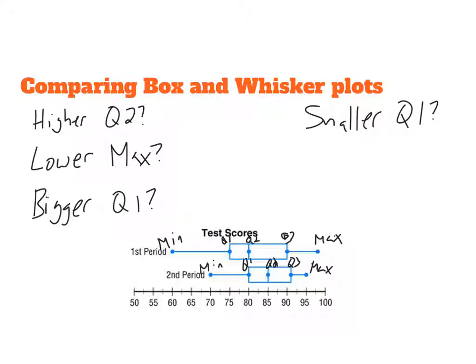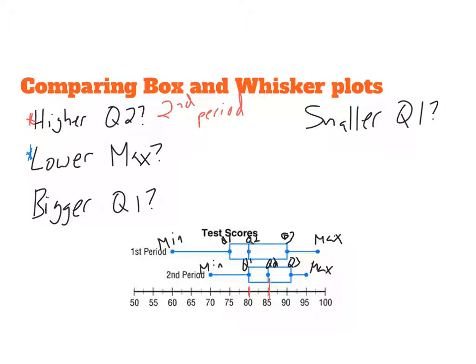So for this first question, which one's got a higher quartile 2 value? Well, if you look here, for this first period, my quartile 2 sits at 80. For second period, my quartile 2 sits at 85. Well, 85 is bigger than 80. So for the one that's got the higher quartile 2, that's second period, because it's got a larger value for it. Larger and higher mean the same thing.